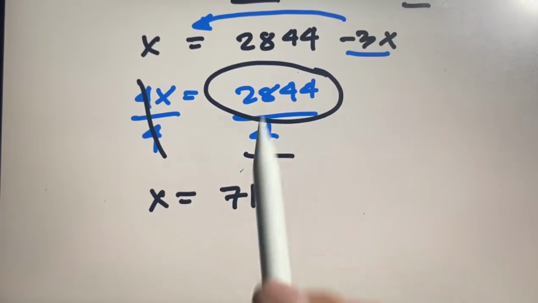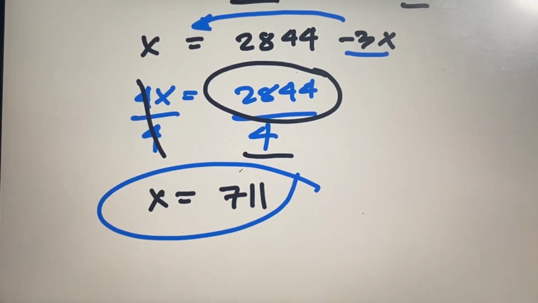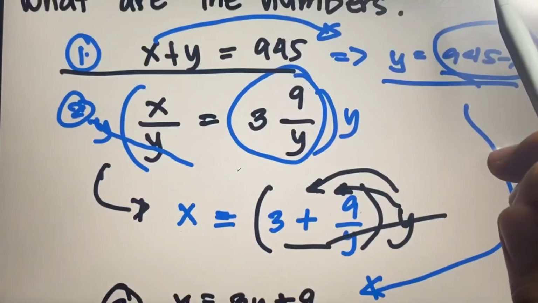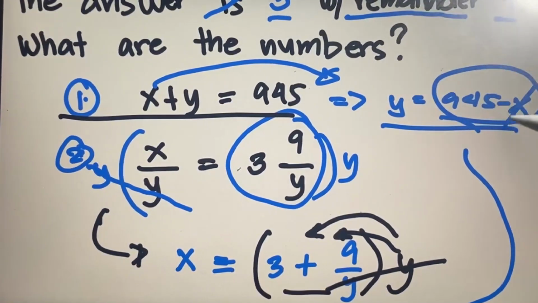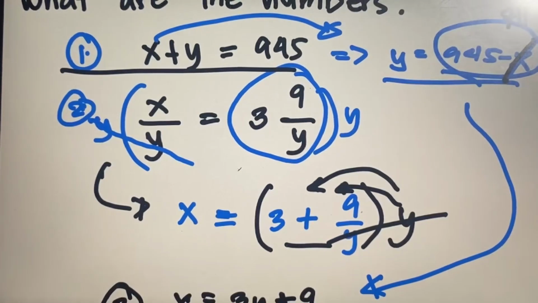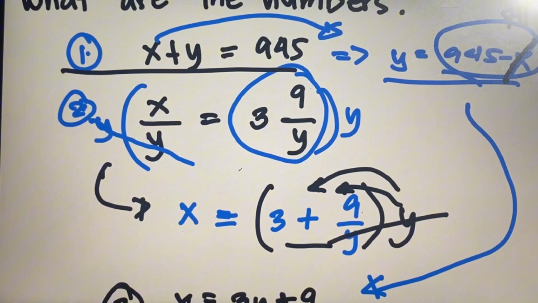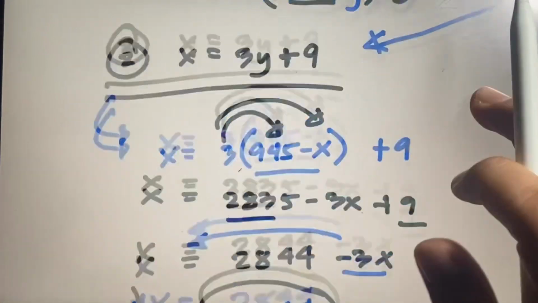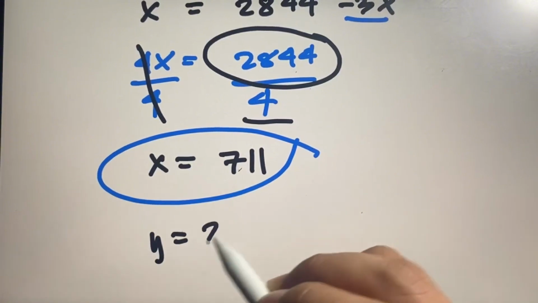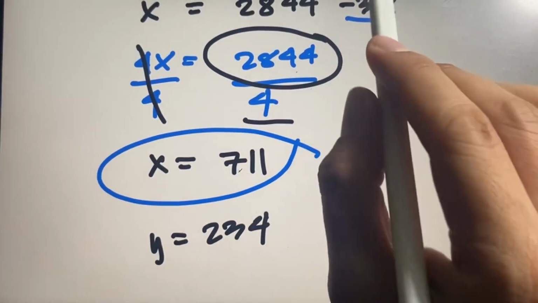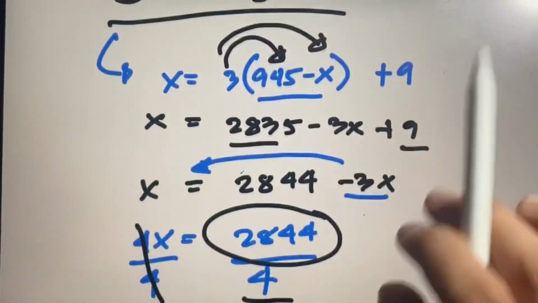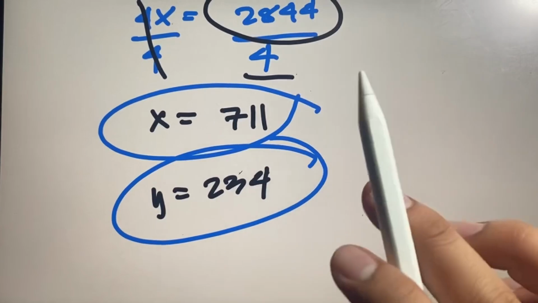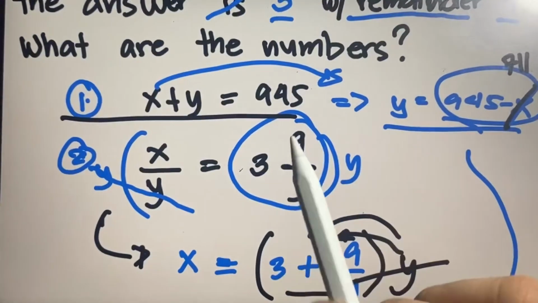So therefore, we now have the answer for the bigger number equal to 711, and we could use that to get the value of our y here. So instead of x here, we use 711, and you're going to subtract these numbers, and you will get an answer of y is equal to 234 as your number. So you may check your answer using our equation 1 if 711 and 234 would sum up to 945.